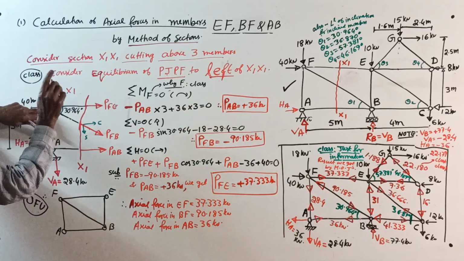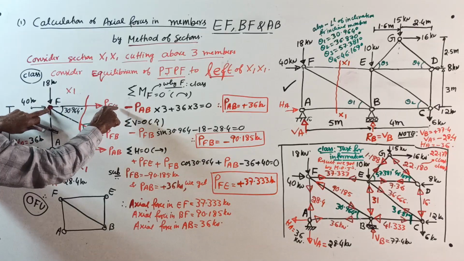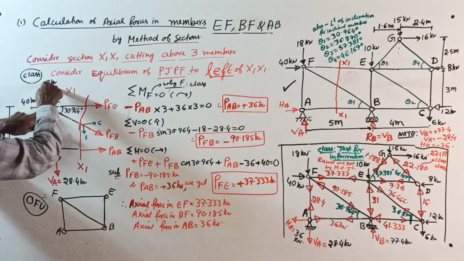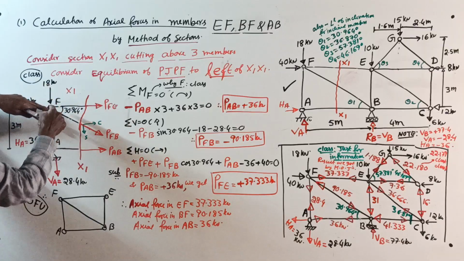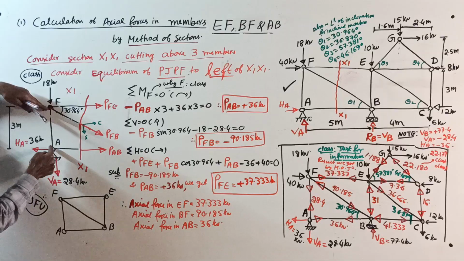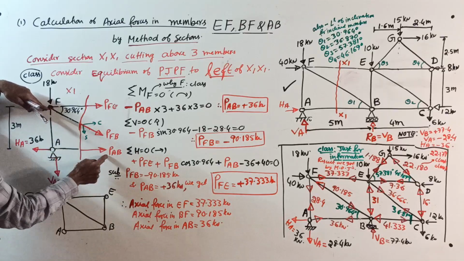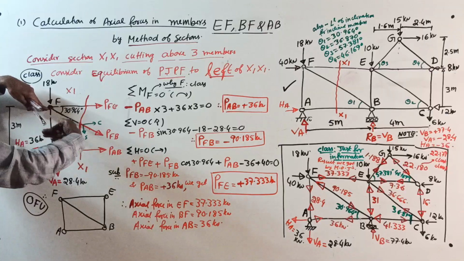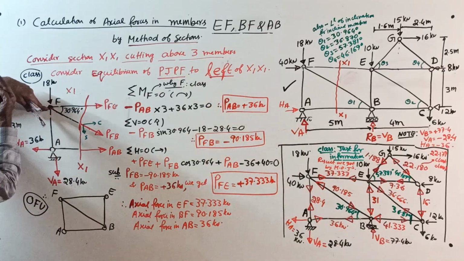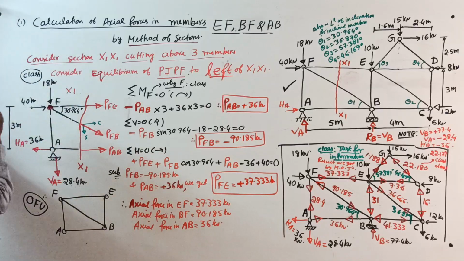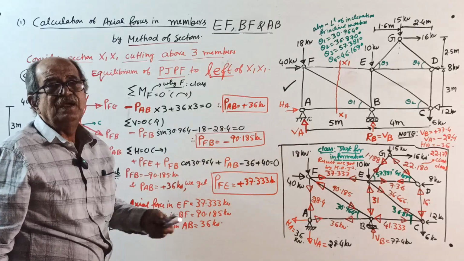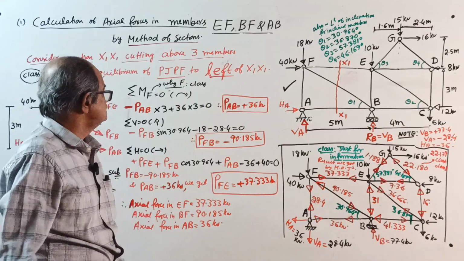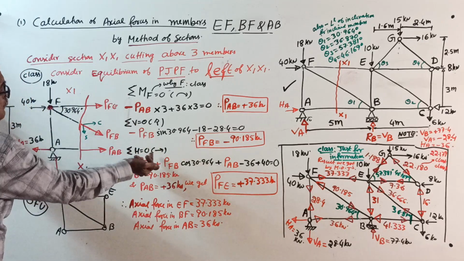Clockwise positive. Start. If you take moment about F, see here, PFE into 0, PFB also into 0, 18 into 0, 40 into 0, even 28.4 also into 0, you get only these two. So minus PAB into 3 by anti-clockwise, then plus clockwise 36 into 3 equal to 0. Simplify. This you should do, high school mathematics. PAB is plus 36 kilonewton.